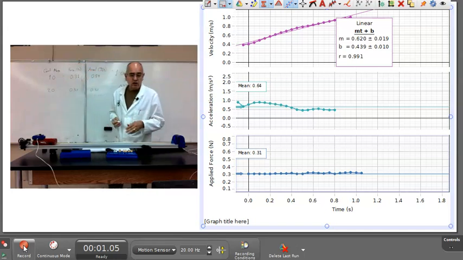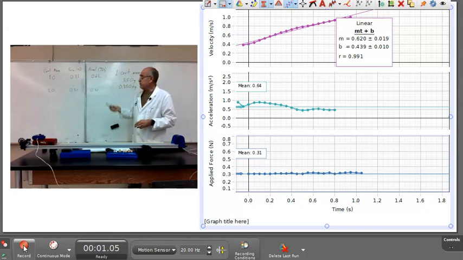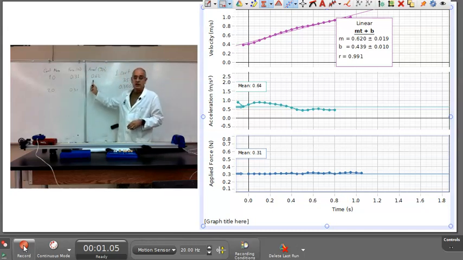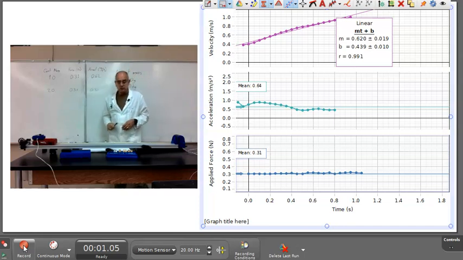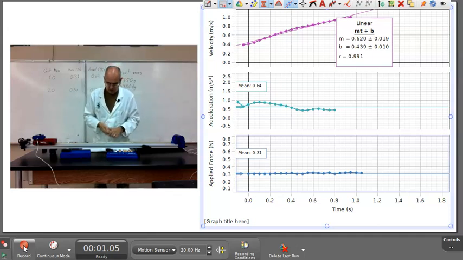And if I take a look, my acceleration was 0.62 on the slope, 0.64 on the mean. So let's go ahead and use the slope, and I get 0.62. And you really can't ask for much better than that. If you predicted that if we double the mass, we're going to halve the acceleration, then you were spot on. That's a very interesting relationship there.